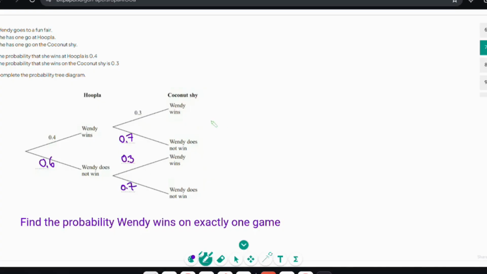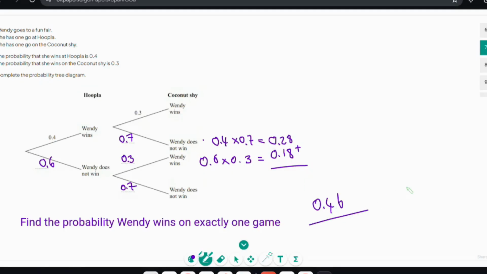Find the probability she wins exactly one game. Well, she's won 2 games at the top, won 1 game here, and won 1 game here. So we need 0.4 times 0.7, 0.6 times 0.3, and then add them together. Gives us a final answer of 0.46.